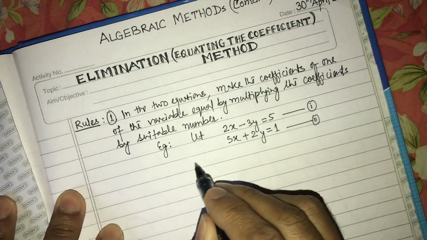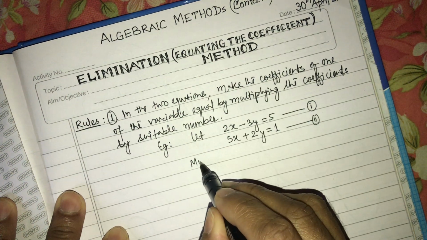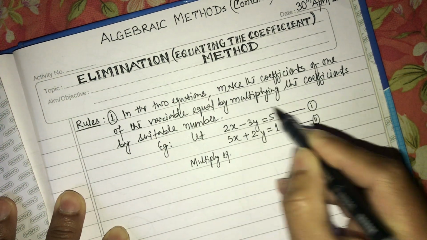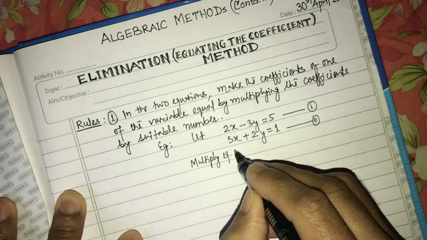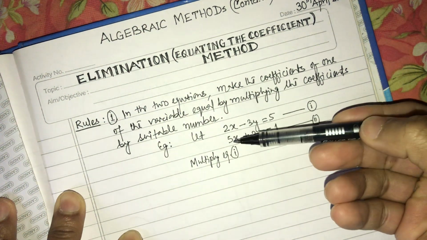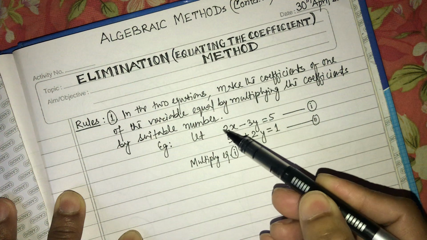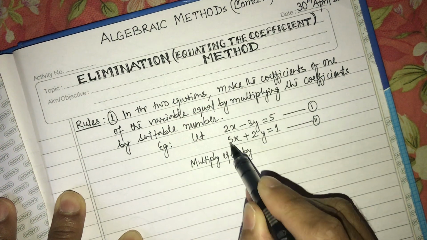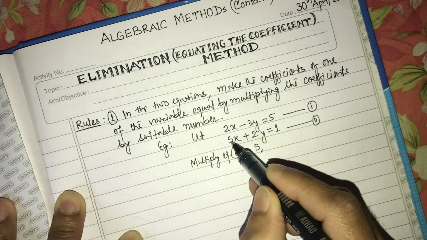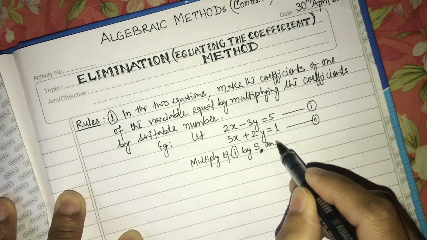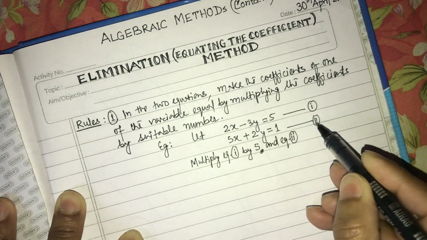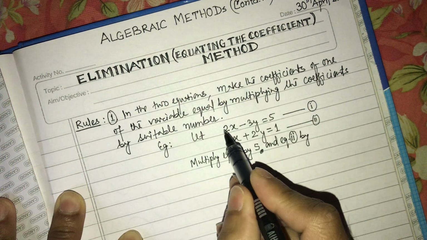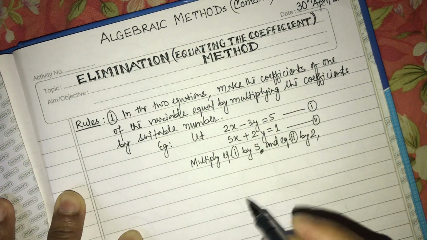So let me try here. Suppose I want to make x same. This is equation 1, so we need to multiply all of equation 1. I want to make the coefficient of x same, so I will use this 5 to multiply equation number 1 everywhere. This 5 will multiply all the terms. So multiply equation 1 by 5. And equation 2, multiply by this 2. 2 into 5, 10. Let's see what we get.